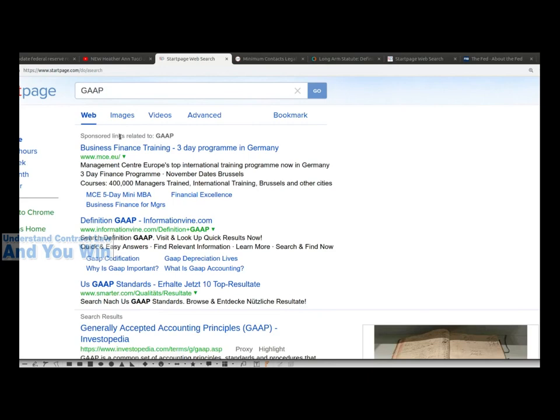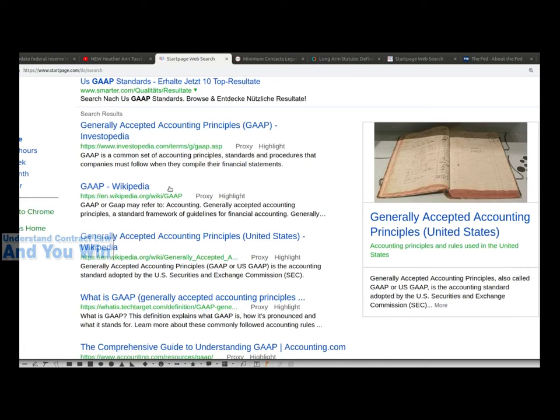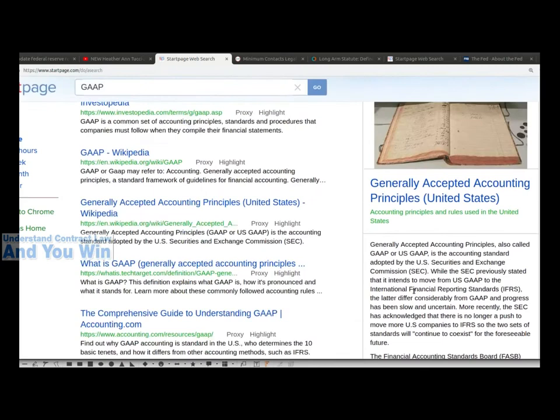Generally accepted accounting principles: a common set of accounting principles, standards, and procedures that companies must follow when they compile their financial statements. Accounting standard adopted by the U.S. Securities and Exchange Commission. I mean, you can look at bank regulations.